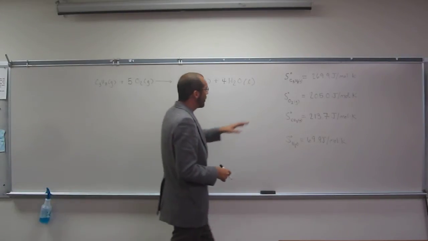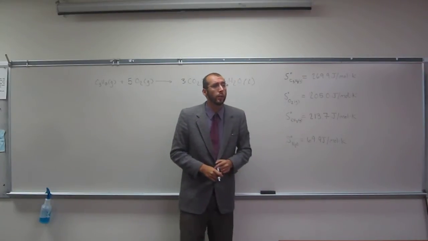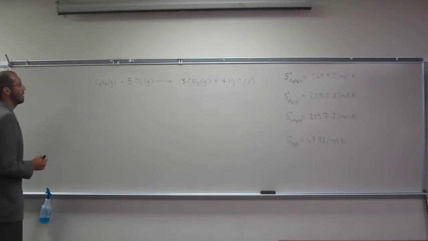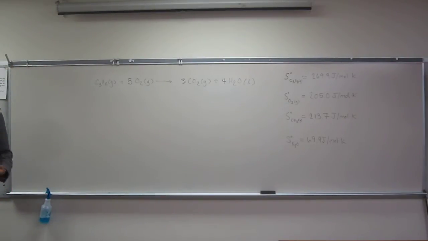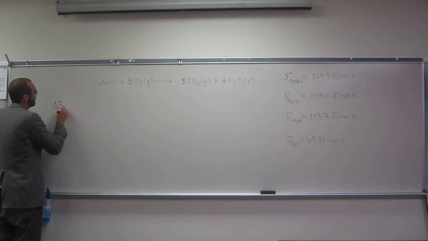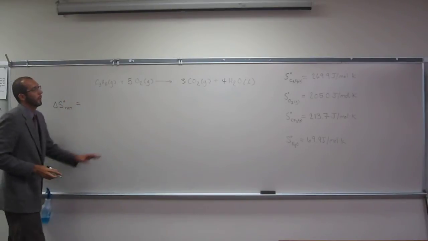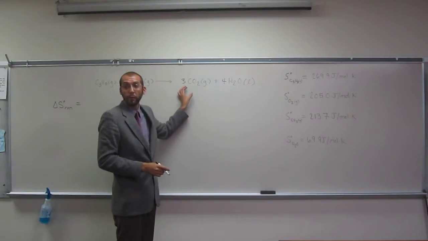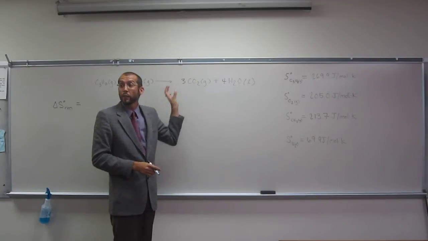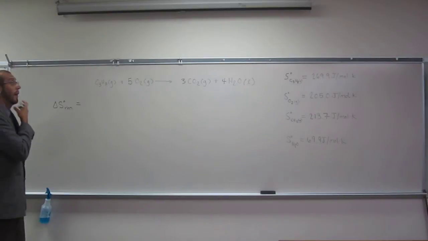Well, you're going to get a table of standard entropy values, or they may be given to you in the particular problem, okay? And what you're going to do is just like how you did with enthalpy. The change in standard entropy of the reaction is going to equal the sum of the moles times the entropies of the products minus the sum of the moles times the entropies of the reactants. Okay, so let's write that down.